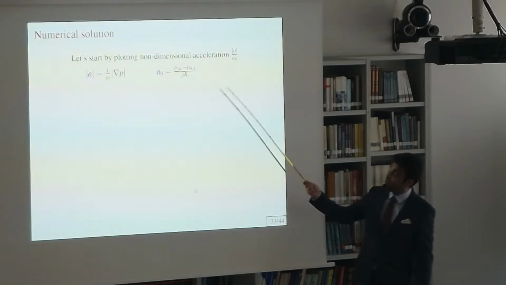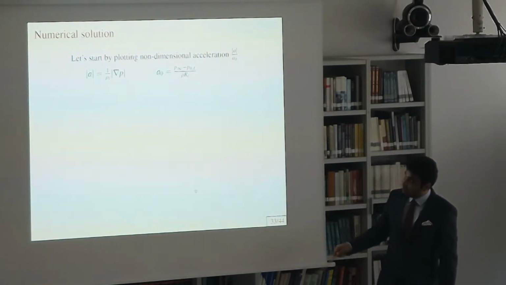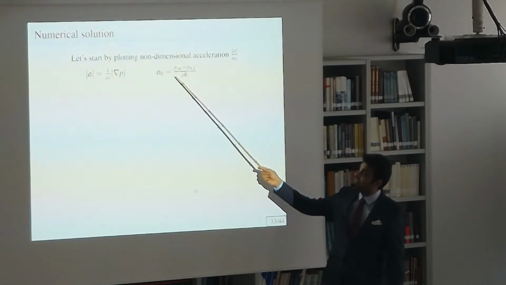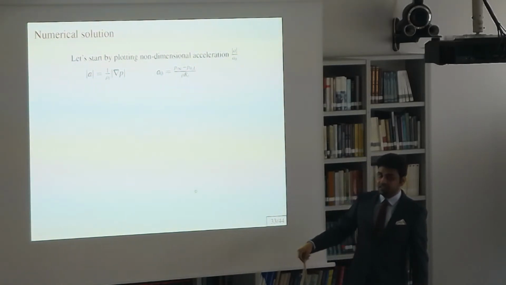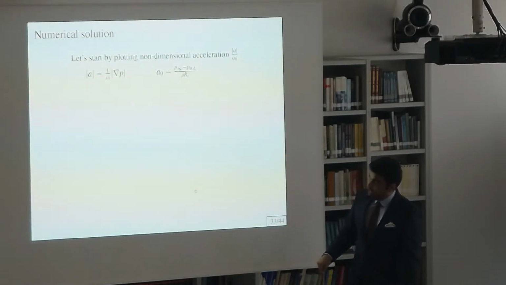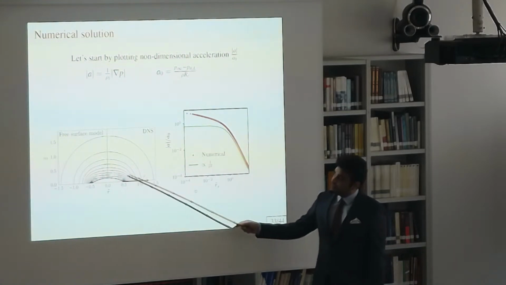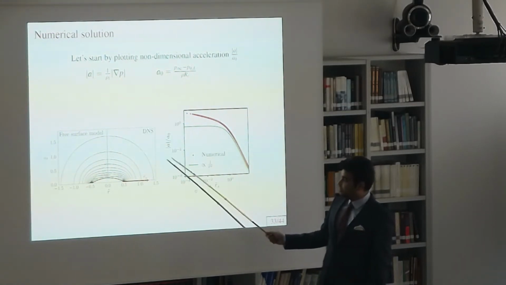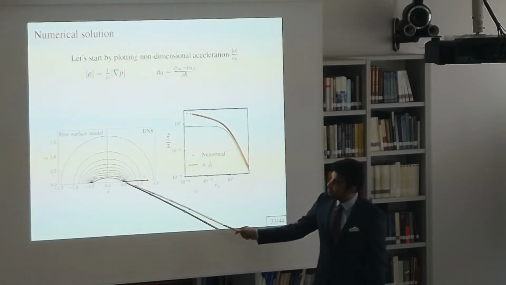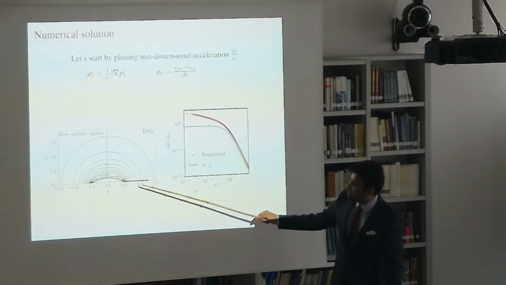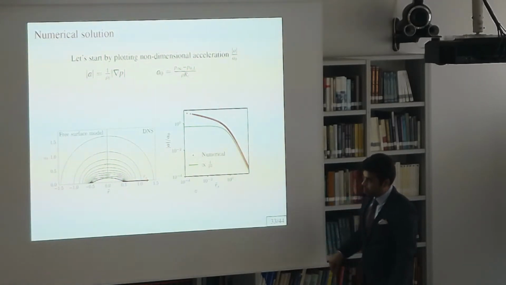And let's start by plotting the non-dimensional acceleration, which is the pressure gradient non-dimensionalized with the acceleration that you will get for a Rayleigh-Plesset bubble, for a spherical bubble. Here I show you the iso-contours for this parameter, and on the right you see the value of this parameter along the wall, at a distance rs, which is the distance from the contact line.